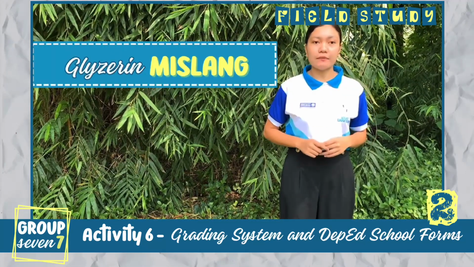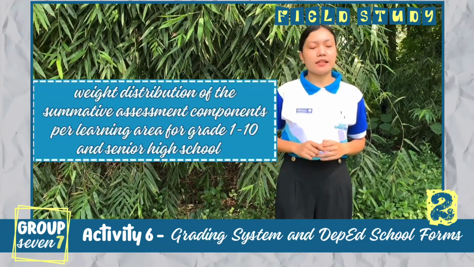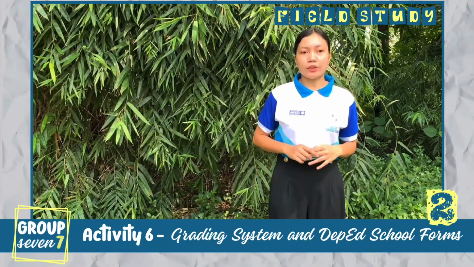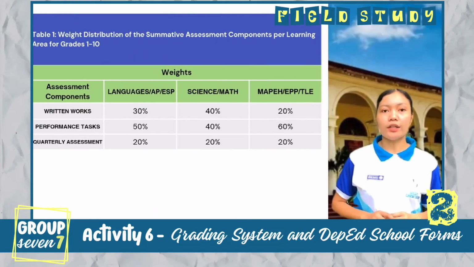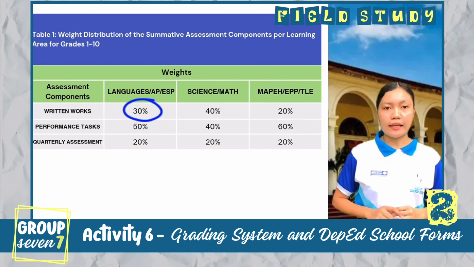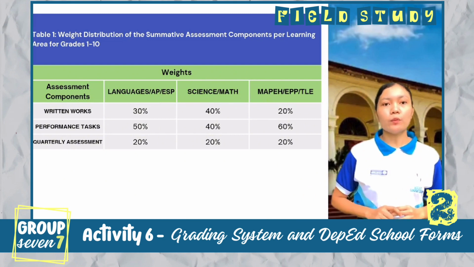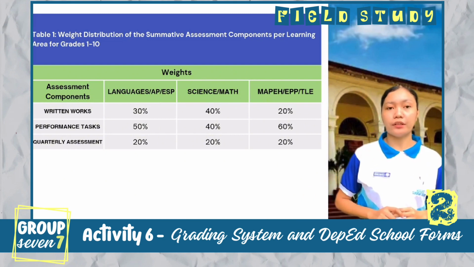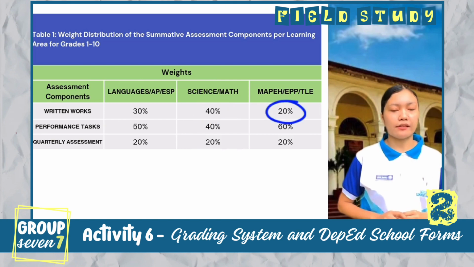distribution of the summative assessment components per learning area for grade 1 to 10 and senior high school before the pandemic under DepEd Order Number 8, Series of 2015. In Table 1, under Grade 1 to 10, written works had a weight of 30% in the learning area of language, AP, and ESP. In the learning area of science and math, written works had a weight distribution of 40%, and lastly, in MAPEH, EPP, and TLE, the weight distribution is 20%.